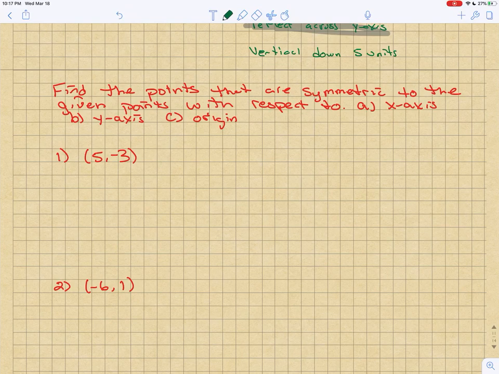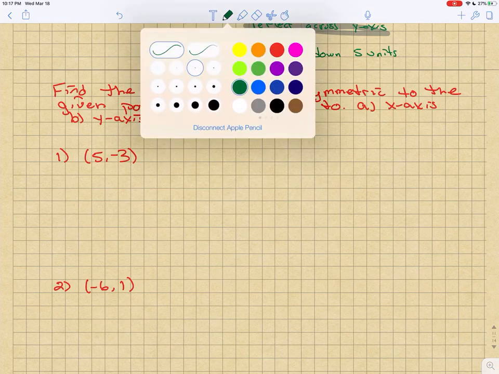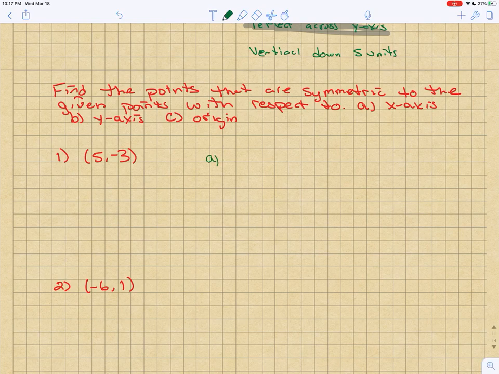Now it says we want to find the points that are symmetric to the given points with respect to A, the x-axis, B, the y-axis, and C, the origin. A. With respect to the x-axis, that means my y values change. So my x values stay the same, and my y values become the exact opposite.